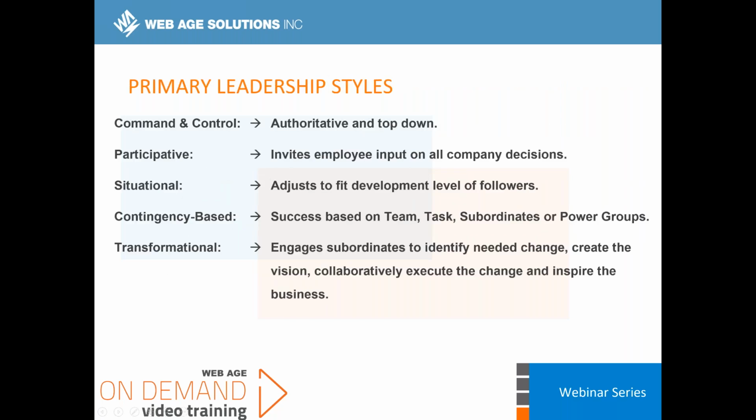If we start by looking at some of the common leadership styles that we're familiar with: command and control, participative, situational, contingency-based, and transformational. We have top-down, which is authoritative command and control, where a person shows up and says, I'm in charge, I'm the boss, do as I say.